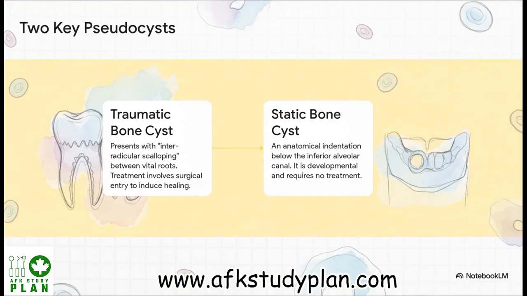For the AFK, you really need to know these two. First, the traumatic bone cyst. It has this classic look where it scallops up between the roots of perfectly vital teeth. And the treatment is wild. You just open it up, make it bleed inside, and that's what triggers the bone to heal. Then you have the static bone cyst, or Stafne defect. And plot twist, it's not even a pathology. It's just a little dent in the jawbone. So what's the treatment? Absolutely nothing. You just leave it alone.